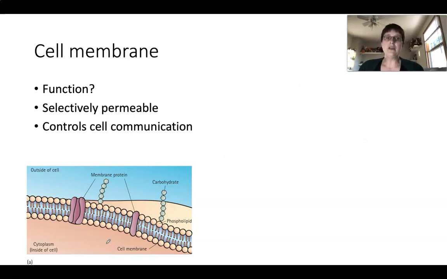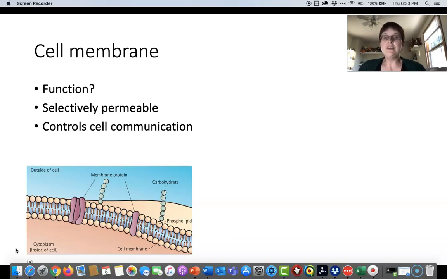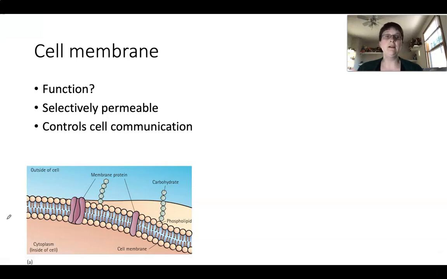Why do we care? One of the things that the cell membrane does is it controls cell communication. So cell communication is actually regulated by materials coming in and out of the cell. So things like hormones and flooding certain things like salts into the cell are going to be what's going to trigger different signals in the cell, for example, like nerve impulses. So these are really important things as far as what the cell membrane is doing for the cell.